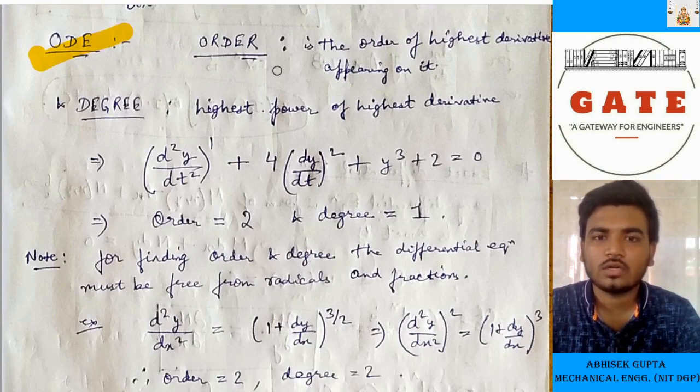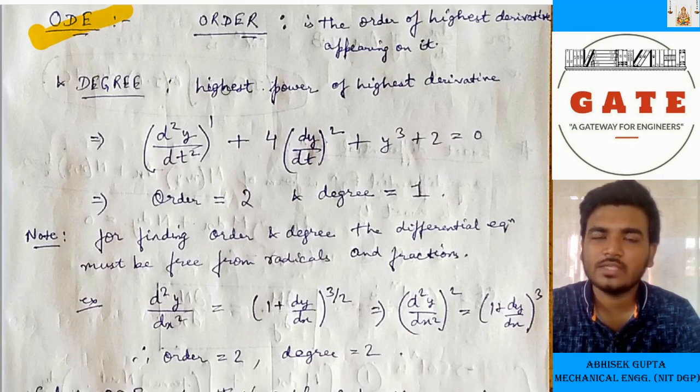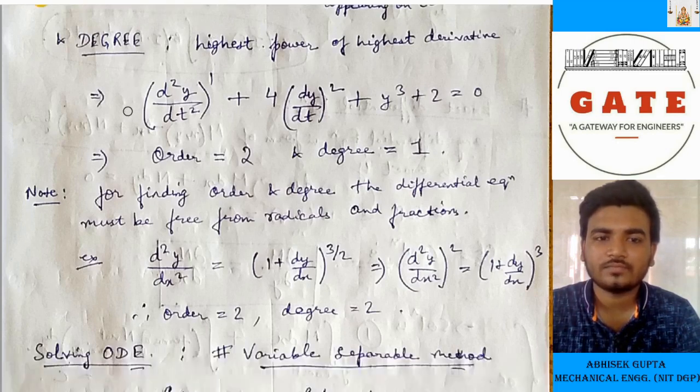Now let us start. What is order? Order is the highest derivative appearing in the equation. Degree is the highest power of the highest derivative. You have to find the highest derivative in the equation, and the highest power of that derivative is called degree. See this equation: (d2y upon dt2) to the power 1 plus 4 into (dy upon dt) whole square plus y cube plus 2 equal to 0.